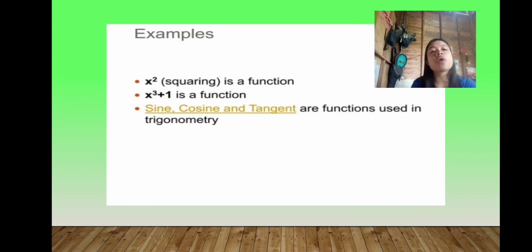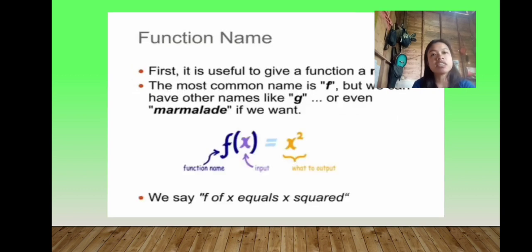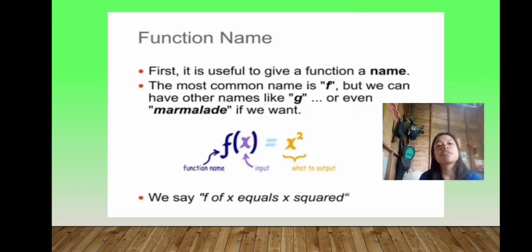Examples: x squared, squaring, is a function. x cubed plus 1 is a function also. Sine, cosine, and tangent are also functions used in trigonometry. Function name. First, it is useful to give a function a name. The most common name is f, but we can have other names like g or even marmalade if we want.